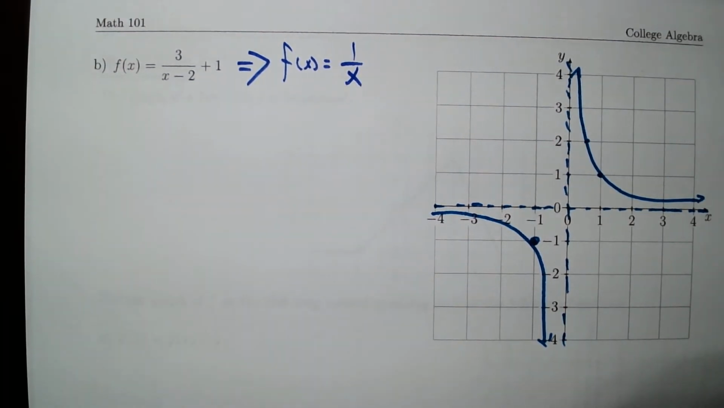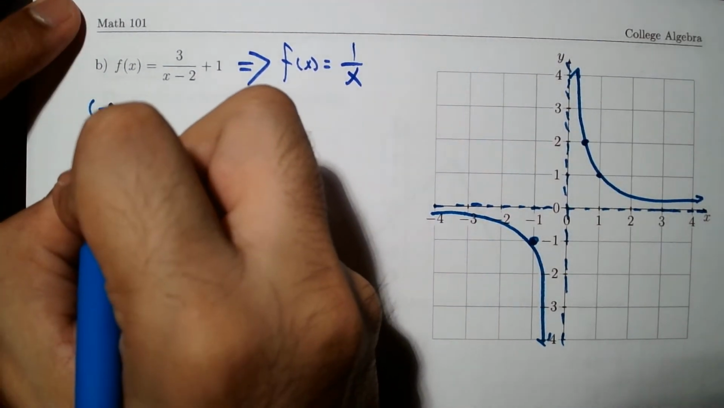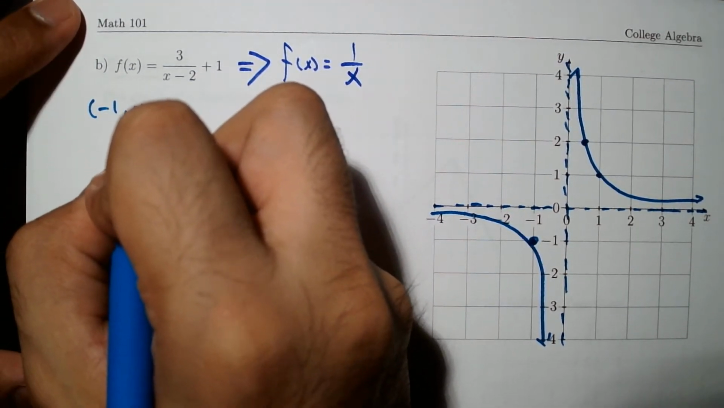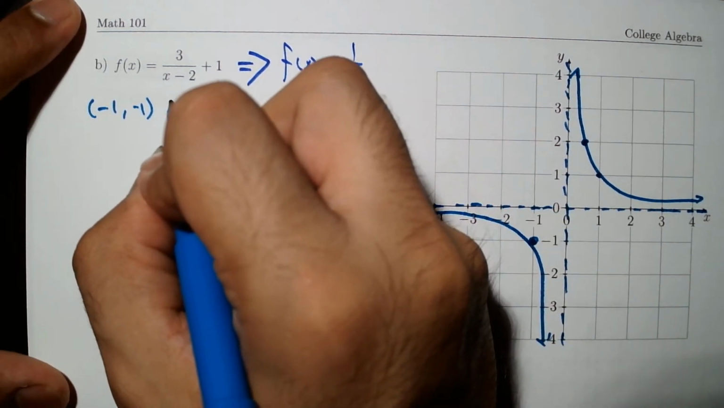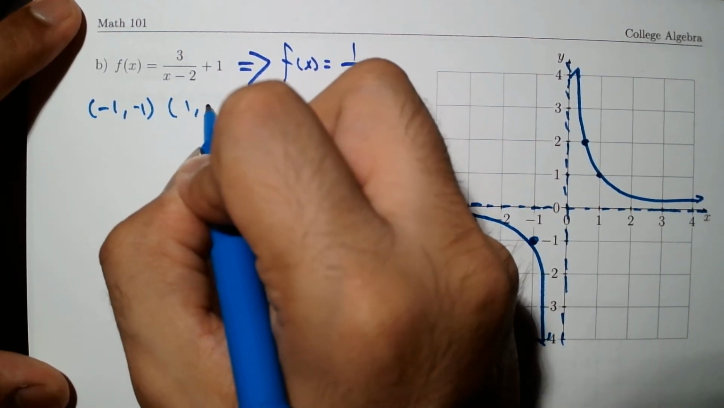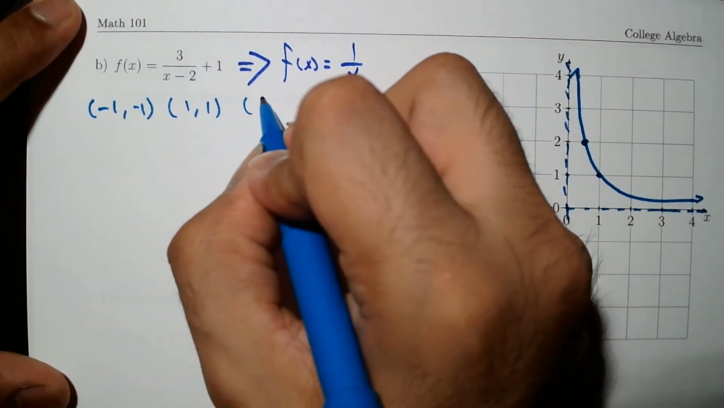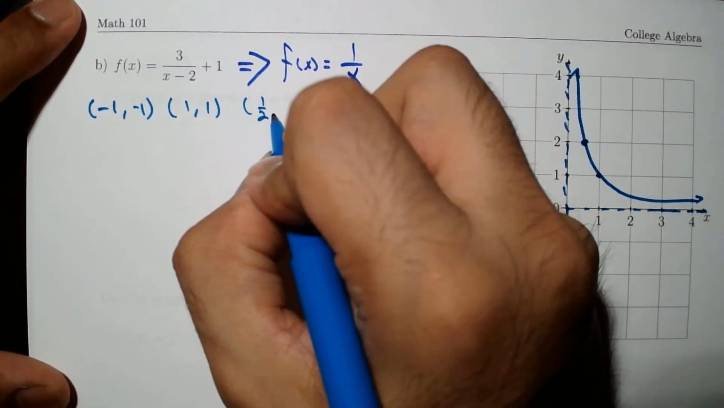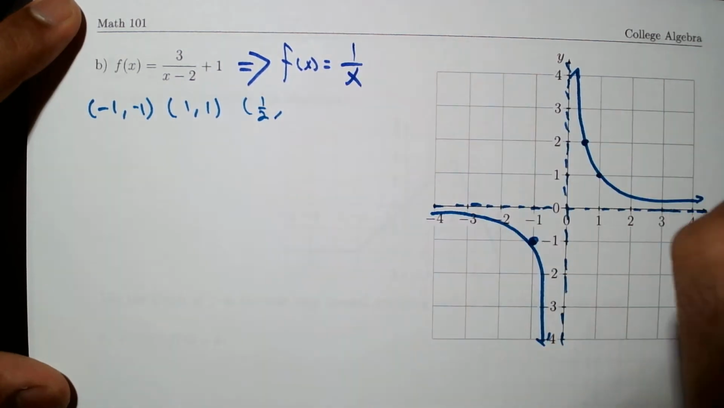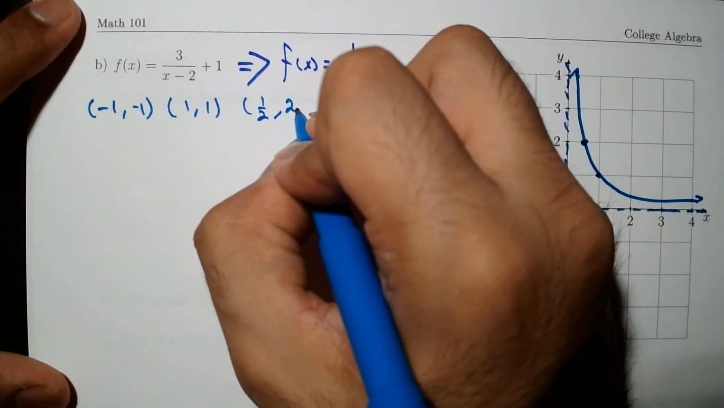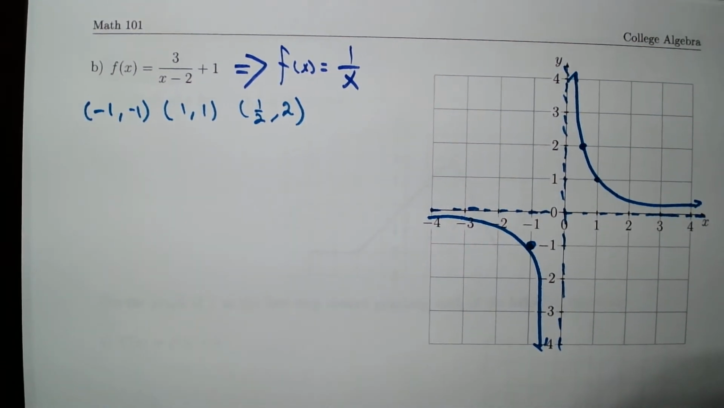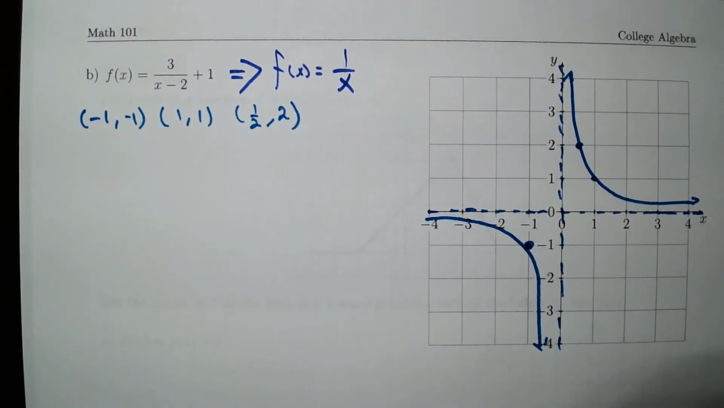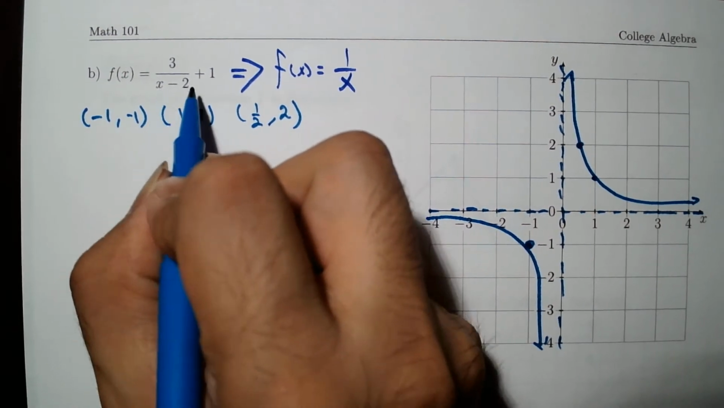Okay. Now I'm going to choose these 3 points again: the point (-1, -1), the point (1, 1) to make it easier, and the point (1/2, 2). I'm going to do one transformation at a time. First, I'm going to do the horizontal shifting, this -2.